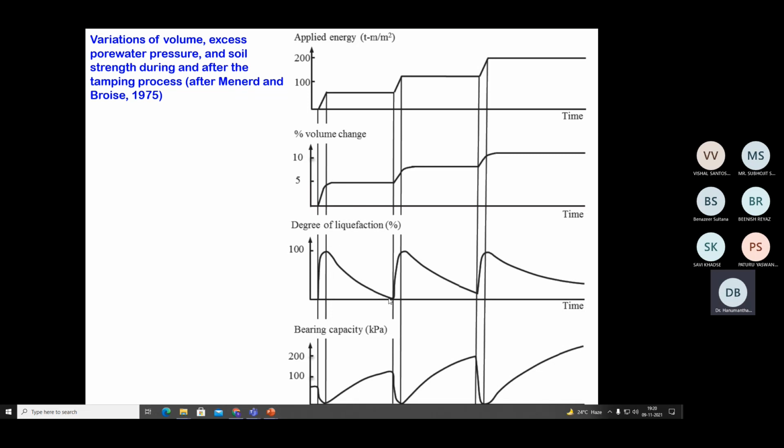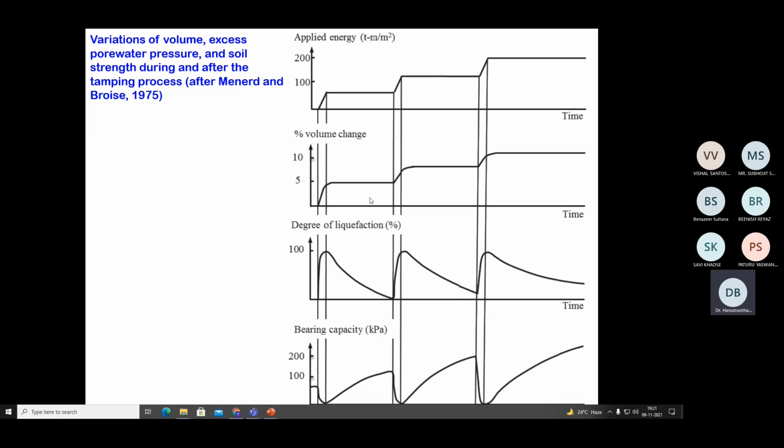So the degree of liquefaction at the end should decrease. Here the peak indicates the soil is more vulnerable to the liquefaction phenomenon. It is decreasing means when it is touching the x-axis, it indicates that the soil is no more able to undergo the liquefaction phenomenon. Okay.